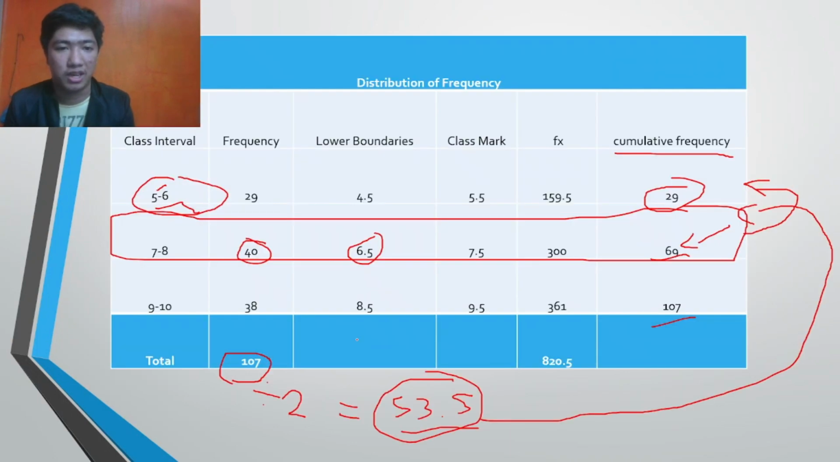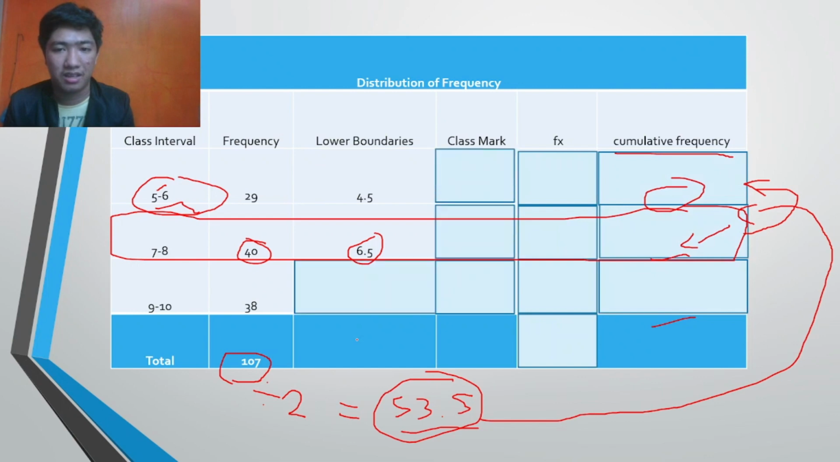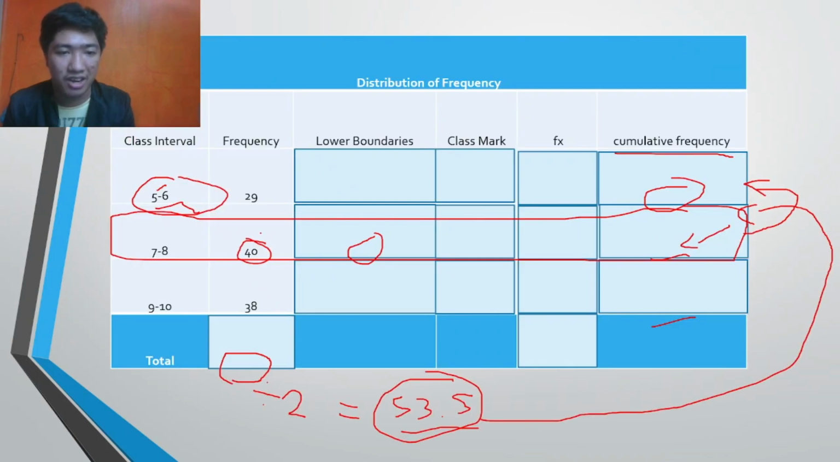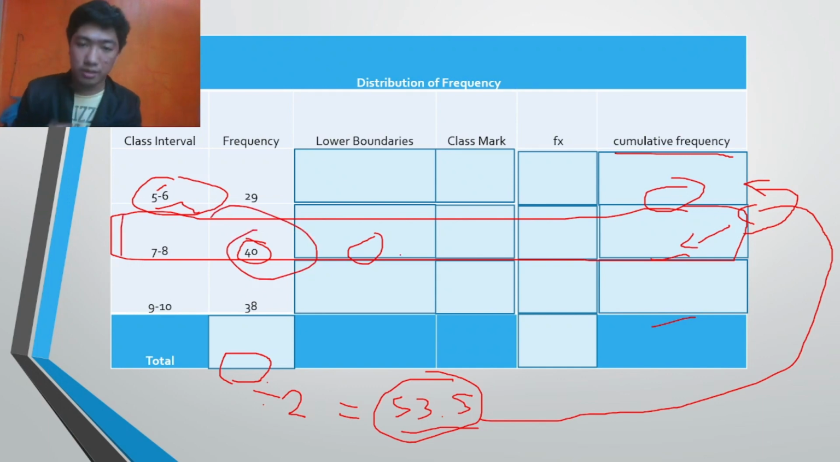There's another question there again. Find the modal class. So of course we all know how to find the modal class. We just find the largest frequency, which is 40 in the middle. Then this row again is our modal class.